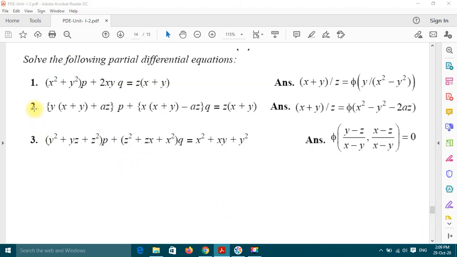These are some exercises I have given to you. You try to solve these exercises. The concept will be clear.